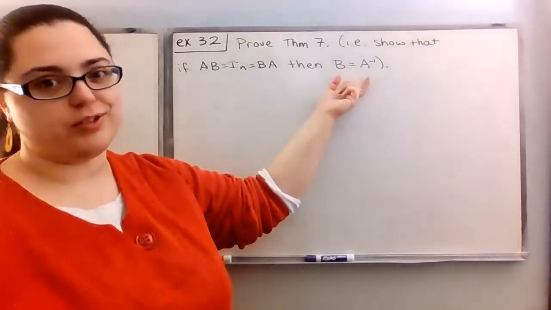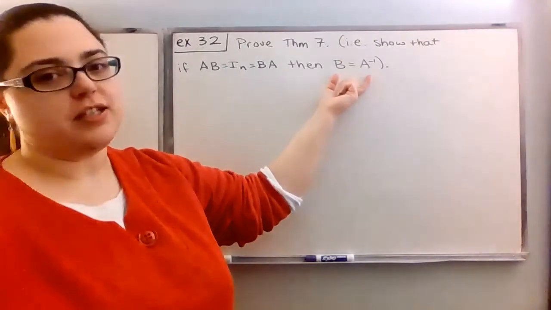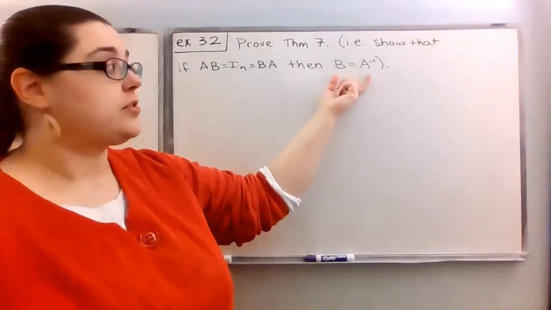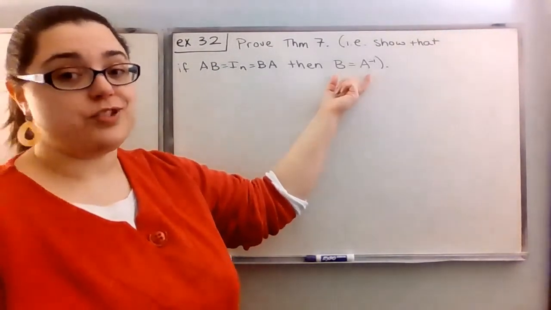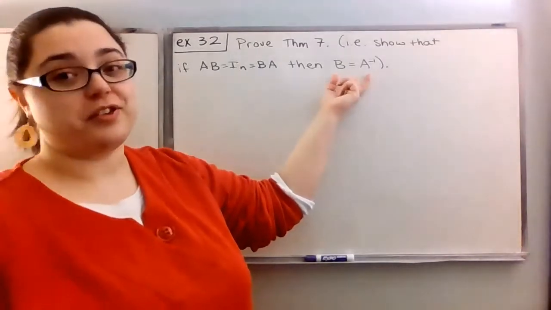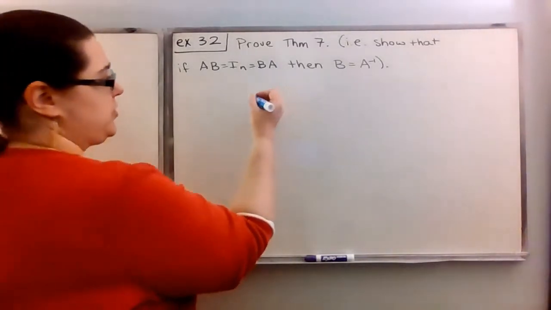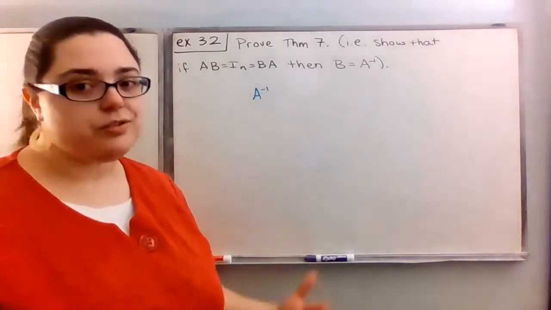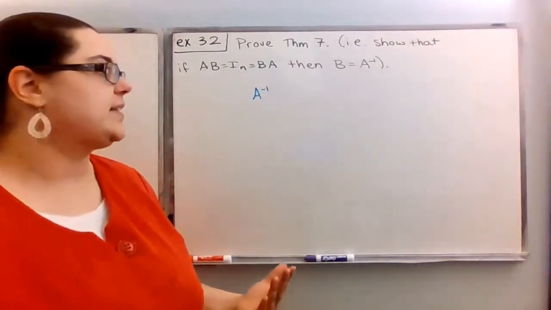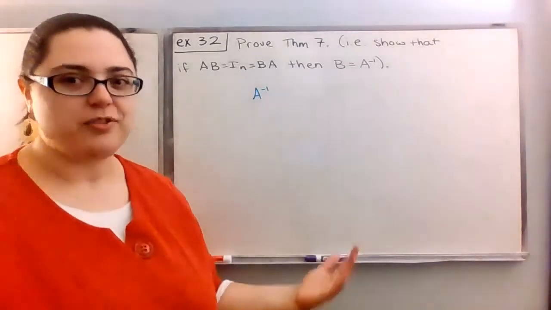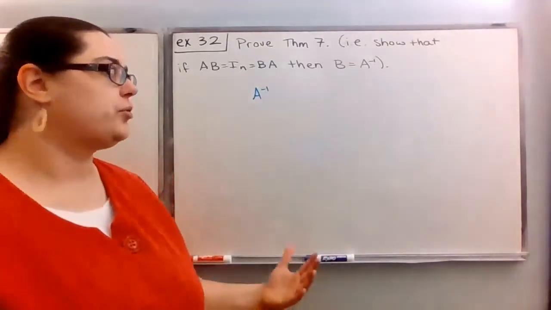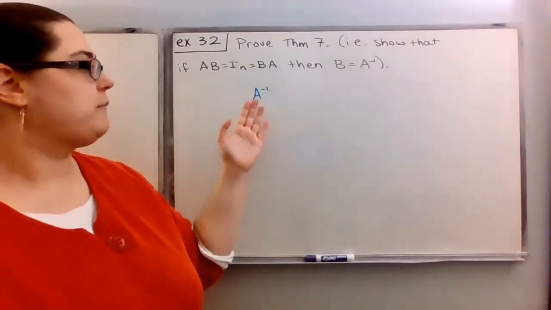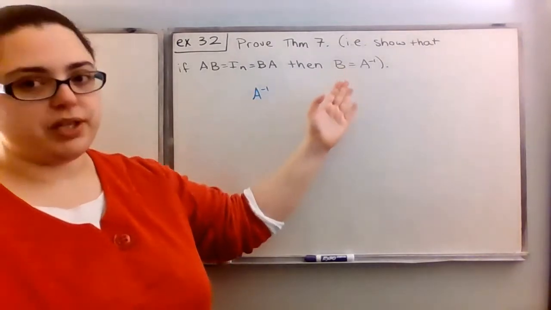So we start out with one of the two sides. Now, both sides of this equation are pretty simple. So I'm going to start with A inverse just because it looks a little bit fancier than B. So we're going to start out with A inverse. Now, to do this proof, we need something else, right? We need something that we can do to try and transform this into B.